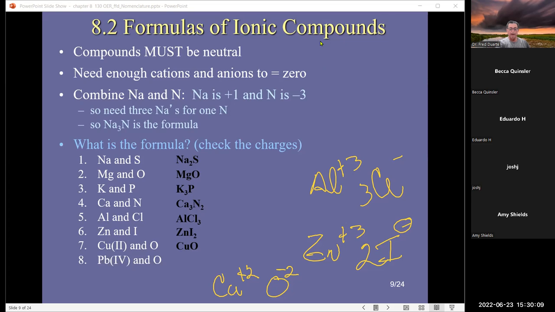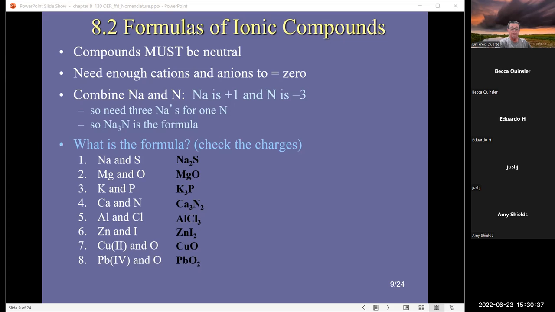All right, here we have lead 4, so we got lead +4 because of the Roman numeral, and we know that every oxide is a -2, so I need 2 oxides to cancel the +4 of the lead. Okay, so its formula becomes PbO2.